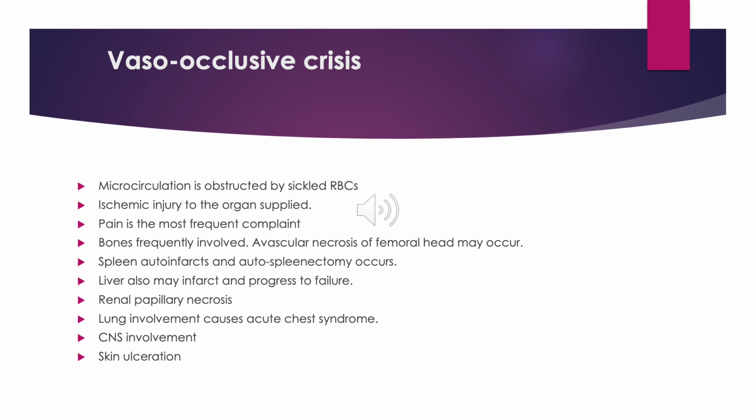Veno-occlusive crisis. In sickle cell disease, microcirculation is obstructed by sickled red blood cells. Ischemic injury to the organ supply can happen. Usually this presents with pain, which is the most frequent complaint. Bones are frequently involved, especially the head of femur, which will suffer from avascular necrosis. Spleen autoinfarct and autosplenectomy may occur. Liver can also be affected. Renal papillary necrosis. Lung involvement causes acute chest syndrome. CNS involvement causes neurological impairment, and skin ulceration.